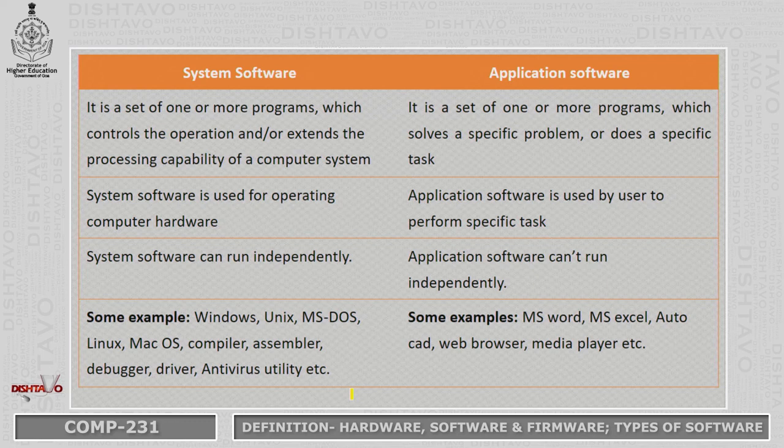Examples of system software, as I have given already: different operating systems like Windows or Android, Unix, MS-DOS, Linux, Mac OS, all are system software. Next are application software examples: MS Excel, AutoCAD, all are application software. So this is about the difference.